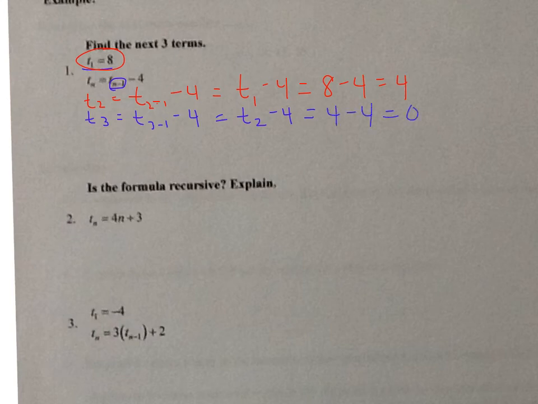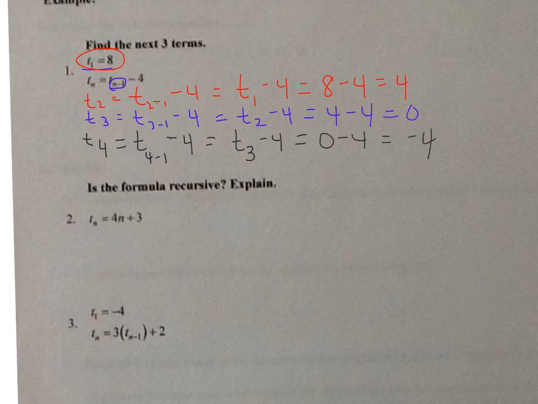All right, so I need one more term. T sub 4. Now n is 4. So it's t sub 4 minus 1 minus 4 equals t sub 3 minus 4, right? Because I did n, 4 minus 1 is 3. So t sub 3 is equal to 0. So that's 0 minus 4, which is equal to negative 4. So those are the next three terms. If it asks you to write the sequence, you would have to start with 8, comma, 4, comma, 0, comma, negative 4. That's actually right in the sequence.